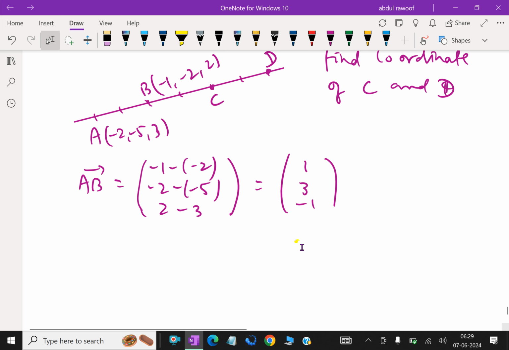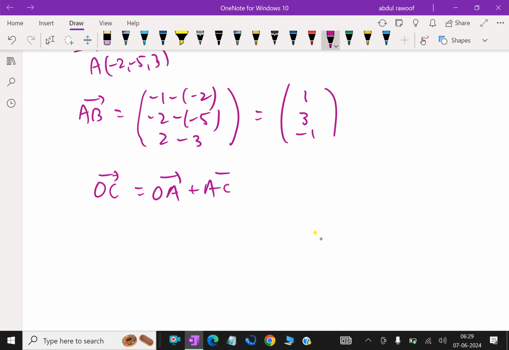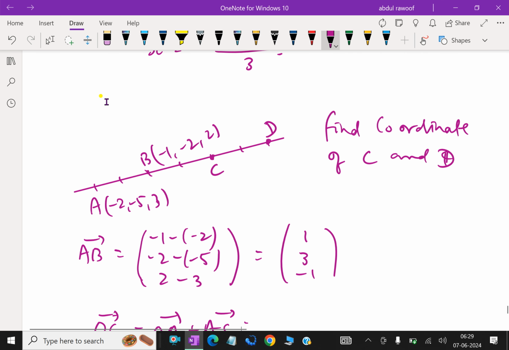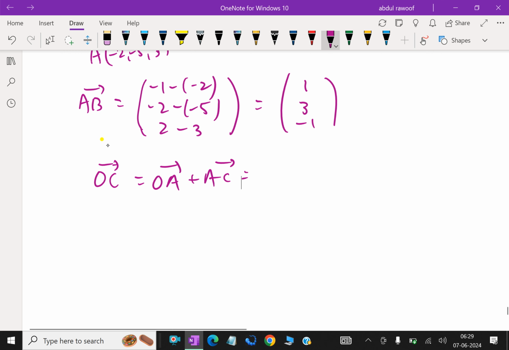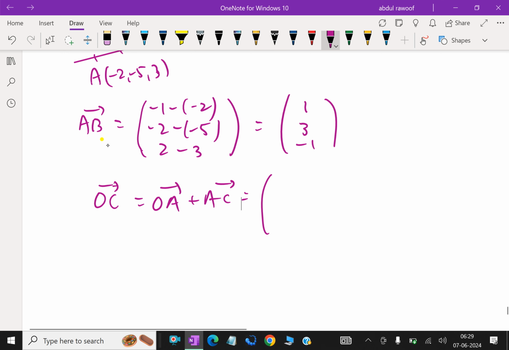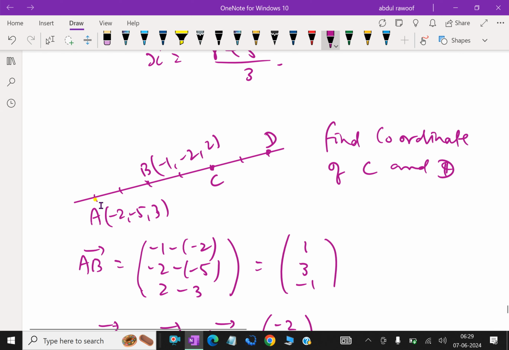Now, from position vectors, vector OC, where O is the origin: OC equals OA plus AC. By the addition rule, we can find OC. O is some imaginary point here. OC is OA plus AC. OA is this point A, -2, -5 and 3, plus AC. AC is from this to this.